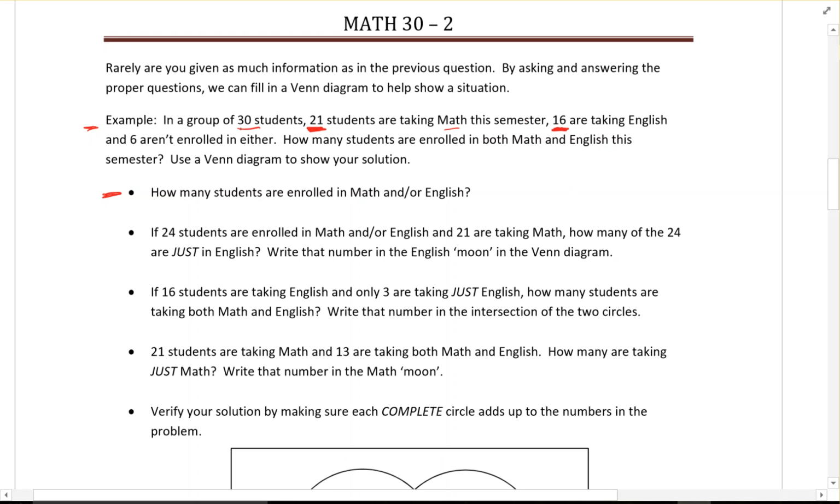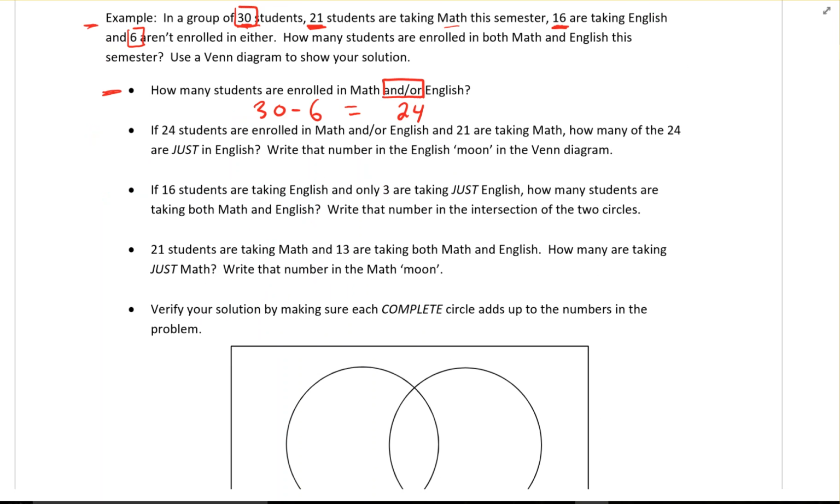Because it says in a group of 30 students, 6 of them aren't going to be enrolled. So all we have to do is go 30 minus 6. So there's going to be 24 students taking math and or English.